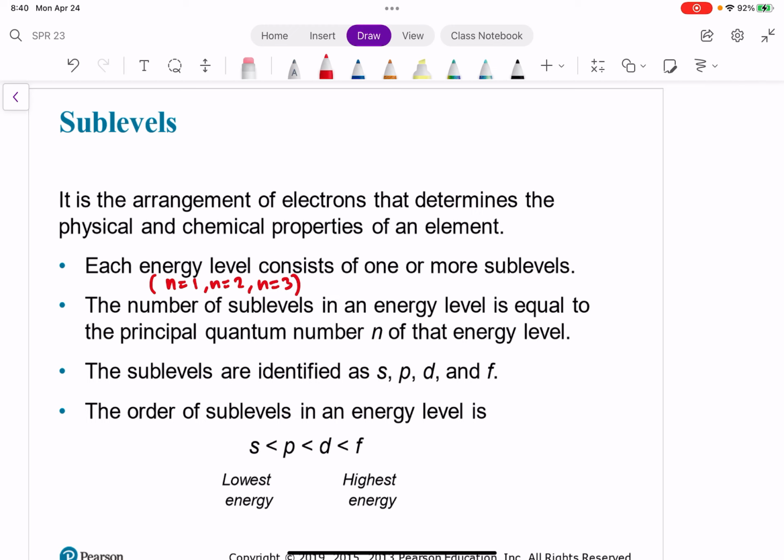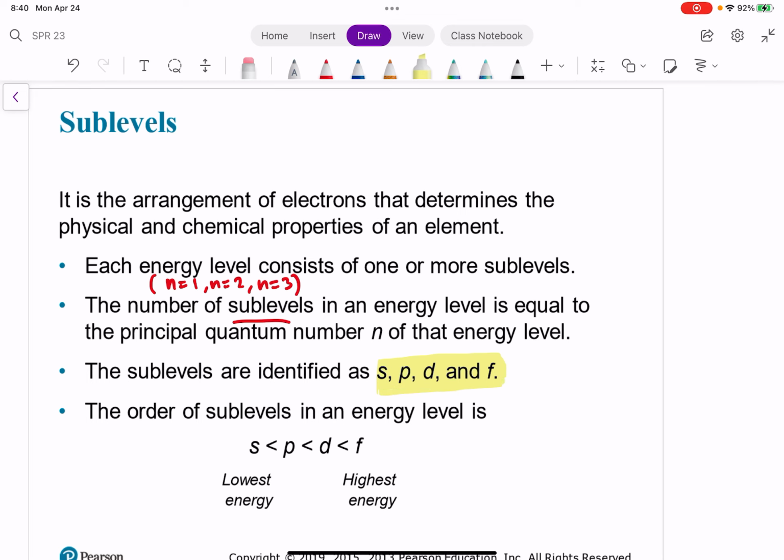So what do I mean by that? If you're in n equals 1, you have one sublevel. If you're in n equals 2, you have 2 sublevels. If you're in n equals 3, you have 3 sublevels. And these sublevels are identified as S, P, D, and F. That's their name, that's what they're called. I know, kind of weird.